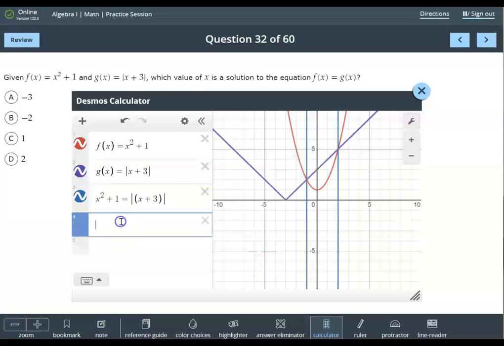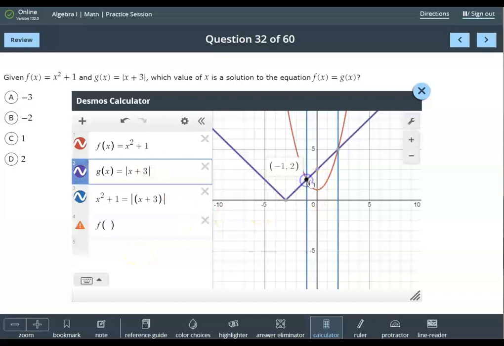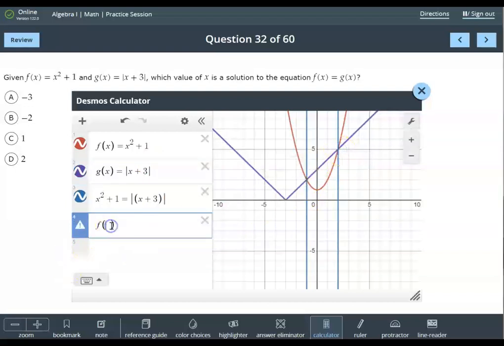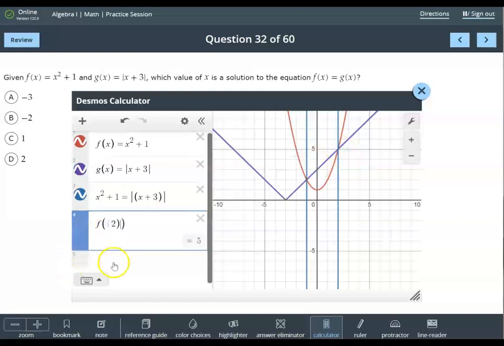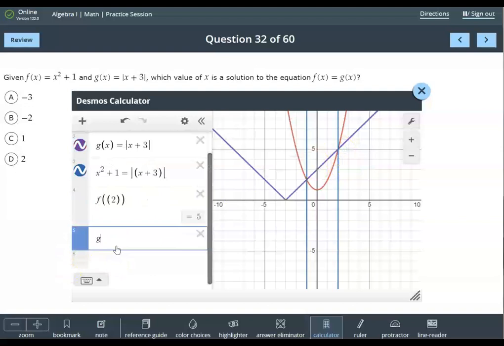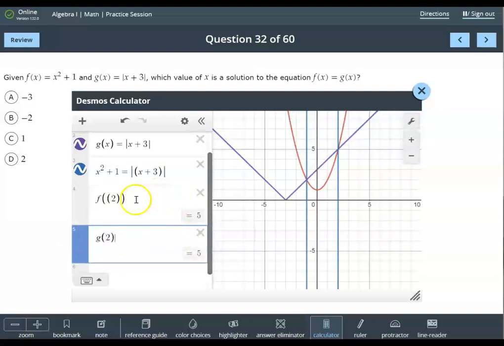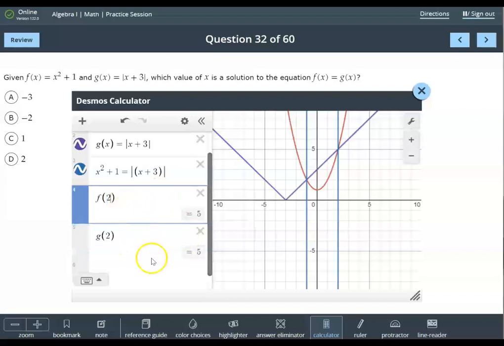So let's verify that. Let's do f of, what was that? Not 1. Negative 1. Well, negative 1's not an option. So let's do the one that is. I think there's a 2 in here. If you do f of 2, you get 5. And if you do g of 2, you get 5. So that means f of 2 and g of 2 are both 5.